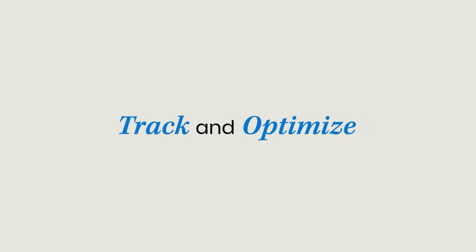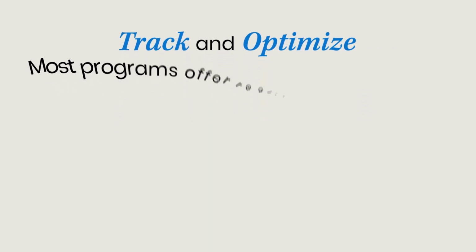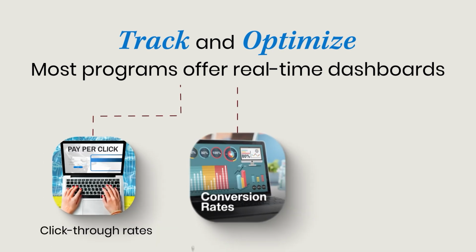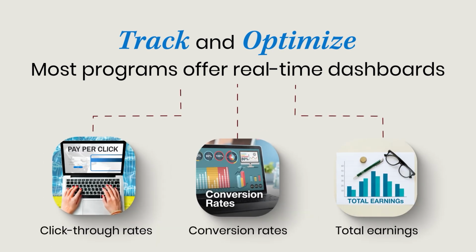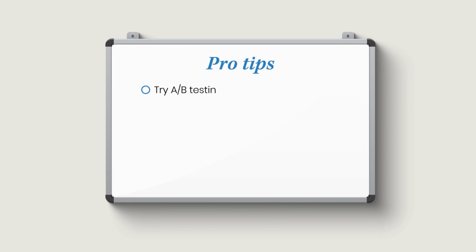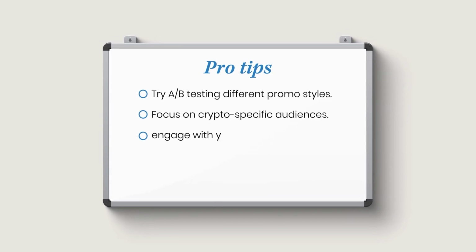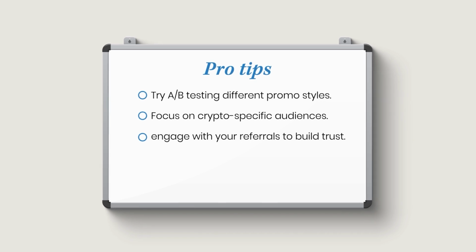Step 5. Track and optimize. Most programs offer real-time dashboards. Keep an eye on click-through rates, conversion rates, and your total earnings. Pro tips: try A/B testing different promo styles. Focus on crypto-specific audiences and engage with your referrals to build trust.